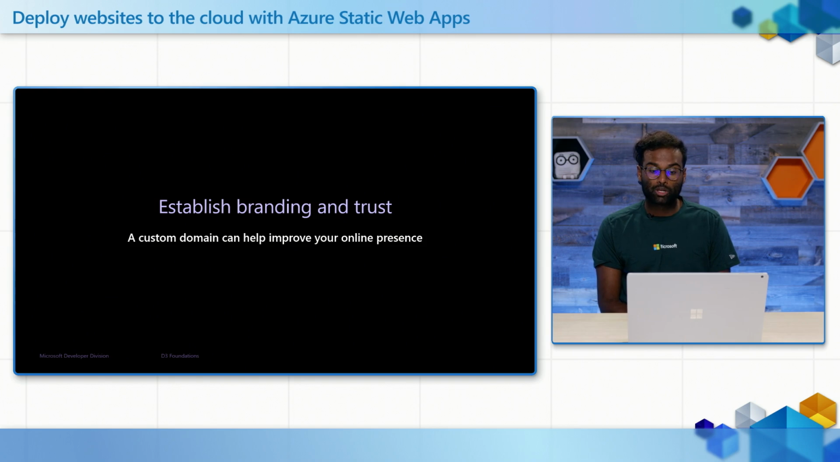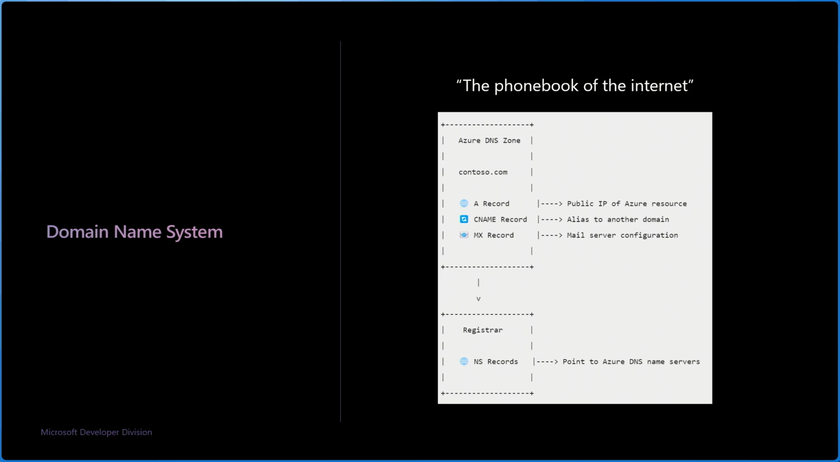Custom domains are critical for branding and establishing trust with your users. Instead of having a website URL like yourapp.azurestaticapps.net, you can personalize it to yourdomain.com. But how does this actually work?